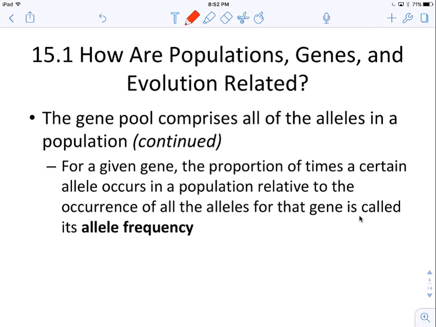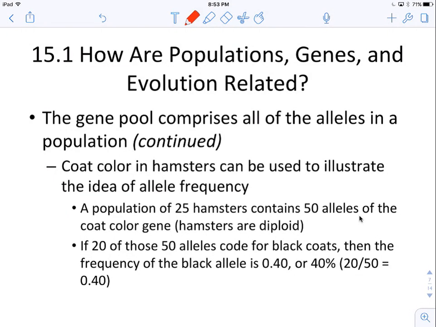So for any given gene, the proportion of times a certain gene or a certain allele occurs is relative to the occurrence of all the alleles. And that is what we call the allele frequency. So how often an allele appears in a gene pool compared with all the alleles in the gene pool. So let's look at an example of allele frequency.